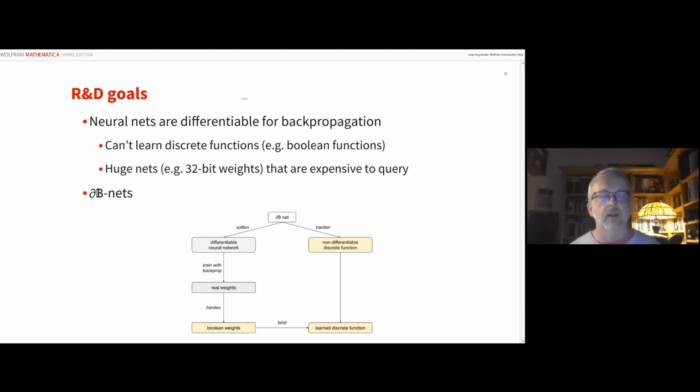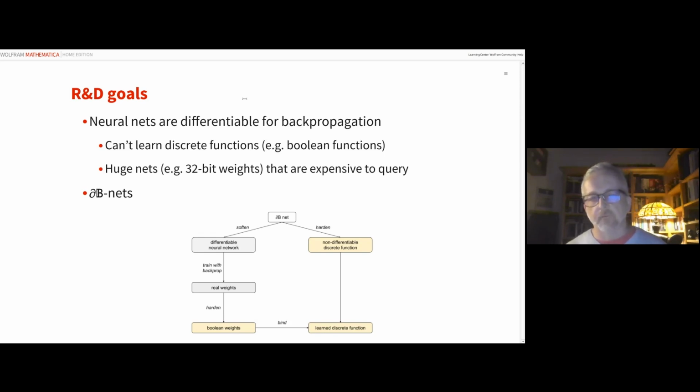So if you look at the diagram on the screen, a DBNet has two aspects. It has a soft net, which is differentiable, and a hard net, which is the Boolean function. We train the soft net as normal, convert its weights to 1-bit Booleans, and then bind those trained weights with the Boolean function, and the result should be a Boolean function that behaves in exactly the same way as the trained differentiable net. So this is what I set out to do. I wasn't sure if it was possible, and I knew I had to rapidly explore and test lots and lots of different ideas, which is why I chose to prototype using the Wolfram language.